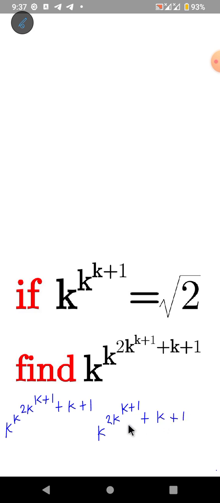Now I'm going to split this equation here, which is the power of this particular k here. I'm going to split it into two now using the law of indices, which says that if we have a raised to the power of m plus n, then this is also equal to a raised to the power of m multiply a raised to the power of n. So I'm going to split this equation now. So let's continue.